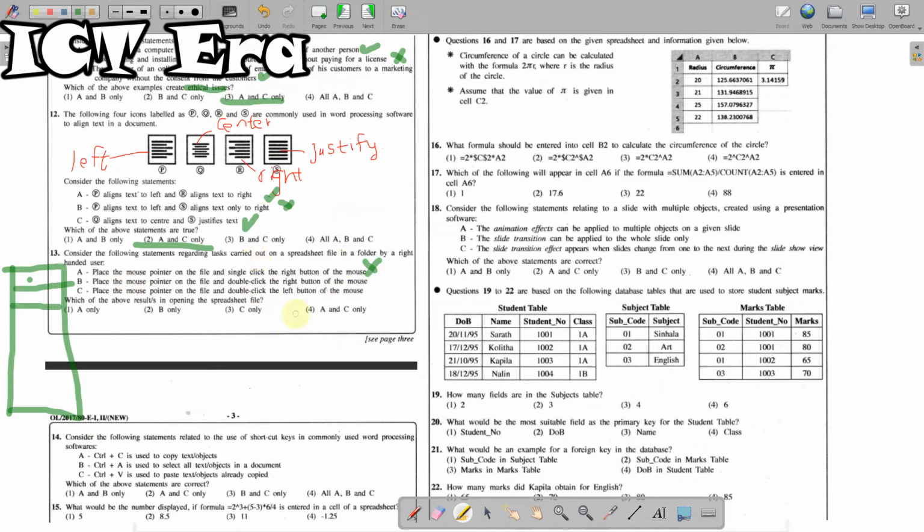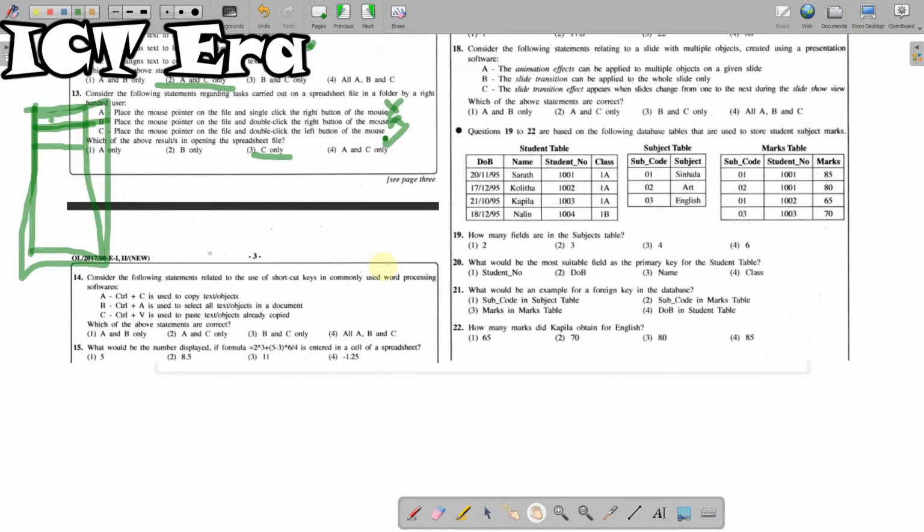Then place the mouse pointer on the file and double click the right button. Now also we have to double click the right button. So is it working? No. Then also the same message appears, whether to open or open in new window. So this is also wrong. But see, place the mouse pointer on the file and double click the left button. If we double click the left button like this, what happens? Definitely the folder will open. So the answer is C only.